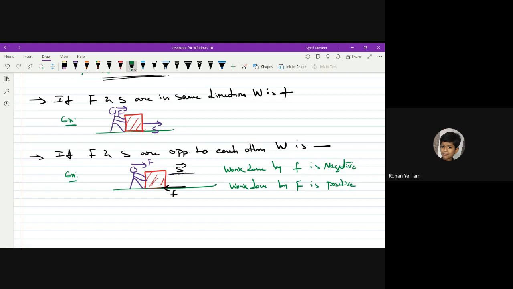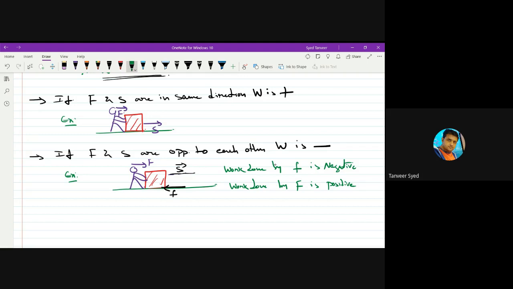Sir, can't friction be 0? If friction is 0, work done by friction will be 0. If friction is 0, it means the surface is smooth. If there is no friction, work cannot be done by friction. Okay.